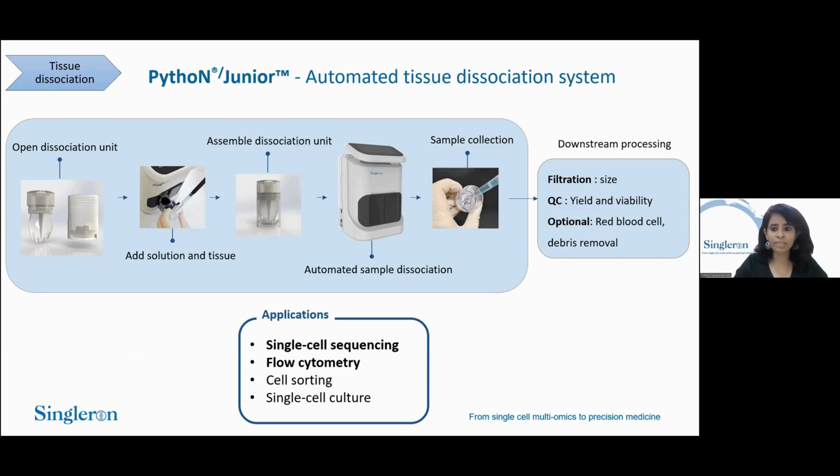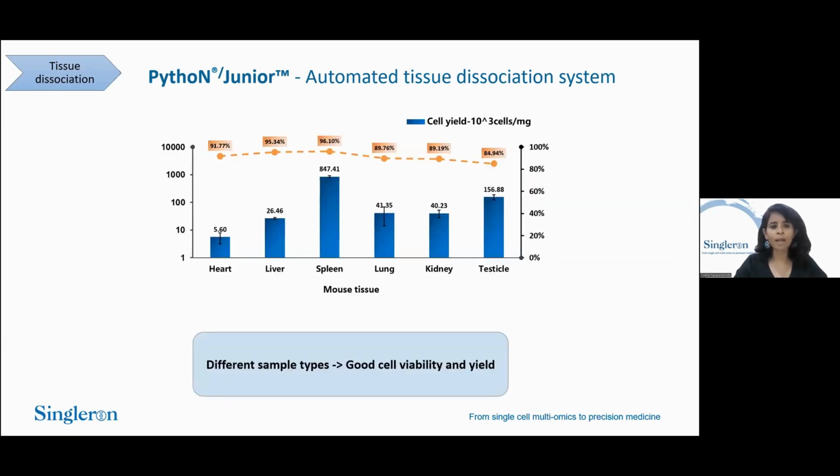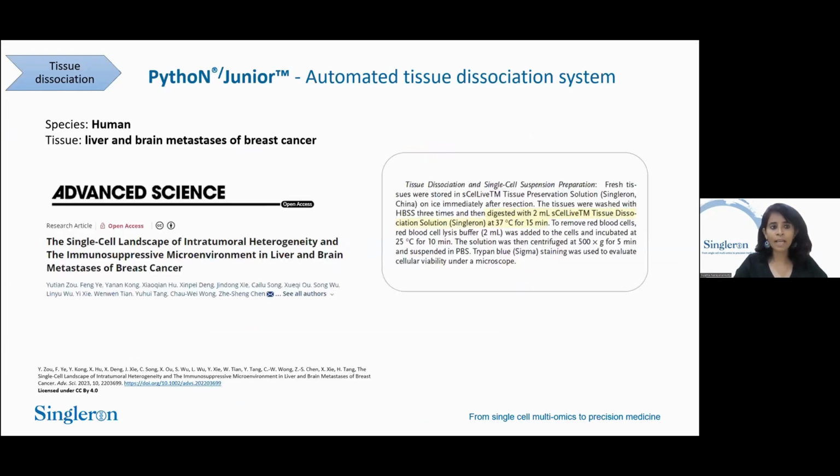Other than this, simple cell sorting or setting up a single cell culture, all downstream applications are possible after using our dissociation system. So just some data to show that we've tested many different samples, and you can see that we get good viability and cell yield. And we also have publications that use our solution.